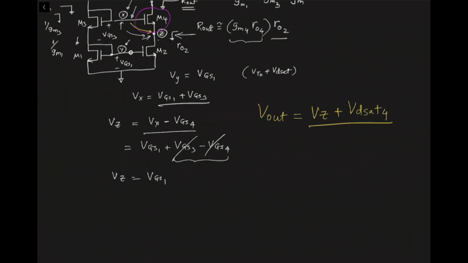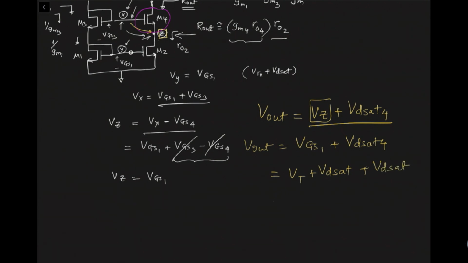This has to be clear. VZ is the node, and because of the mirroring action in the cascode current mirror, VZ will always be VGS1 because of symmetry. And then on top of that, Vout can be lowered only to the point that M4 still stays in saturation. What that means is that the VDS across M4 should be, at minimum, VDSAT4. So then we can calculate Vout. What is VZ? Vout is VGS1 plus VDSAT4. Now VGS1 we said is equal to VT plus VDSAT, and VDSAT4 we can also write as VDSAT.